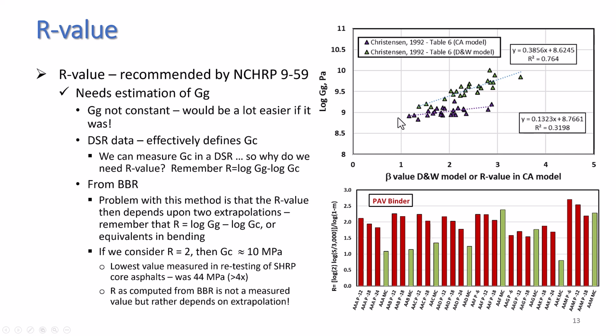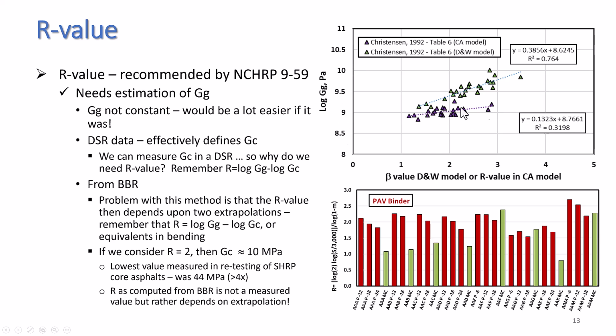One using the Christensen-Anderson model, which is the purple data set here, and one using the Dickerson and Witt model, which is the green data set here. Or I should really say it's the same data, it's just been analyzed with different models. On this axis, I've shown either the beta value from Dickerson and Witt or the R value from the CA model. They're essentially both values describing the curvature. And then I've shown on this axis the log of the glassy modulus.